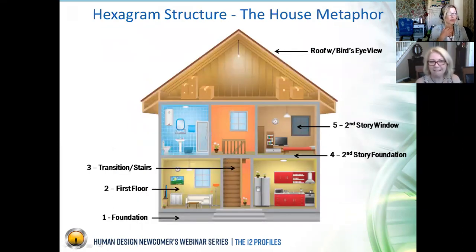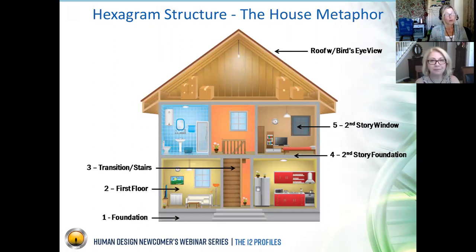The house metaphor. Okay. So you've got, this is a great slide, Ruth. This is a really great metaphor to use to understand the hexagram structure. When you look at the hexagrams, the lines are either solid or broken. We are looking at them from the bottom up. So the first line is the first floor of the hexagram. So this is what we call the investigator. I don't want to jump ahead here, Ruth. I don't know if you had something planned to say about this. Otherwise, I'll just go through it. That's okay, because it can absolutely be repeated.